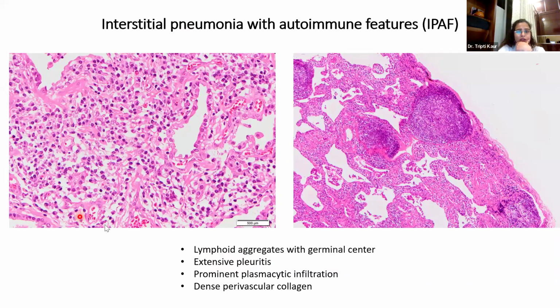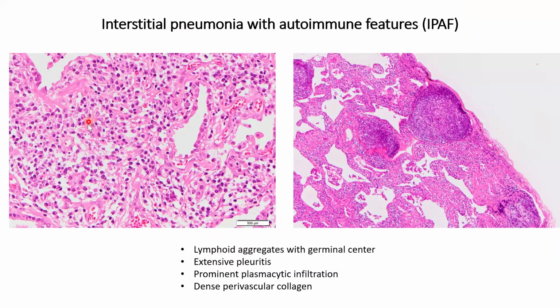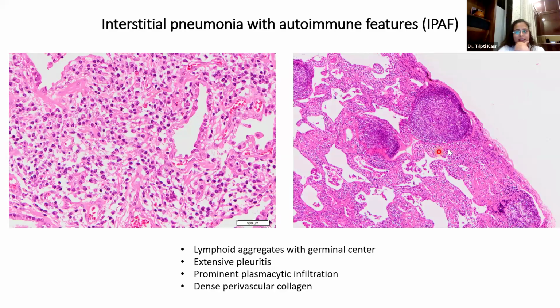So you can see there is a lot of plasma cell rich infiltrate. Autoimmune, yes. NSIP, the pattern of entry is NSIP. So this is an NSIP pattern, but you have these autoimmune features such as lymphoid aggregates with germinal centers and extensive pleuritis. This is the pleural surface. If you have a pleural surface in your biopsy, please look into the pleural surface and look for these pleuritis changes. This pleuritis is actually a very specific marker for autoimmune disease.